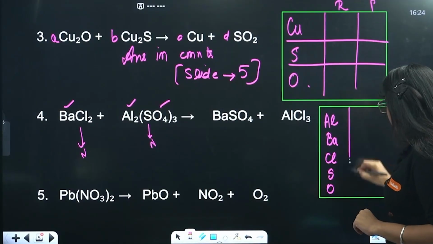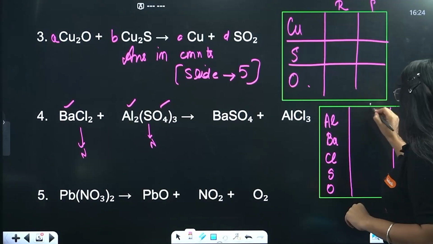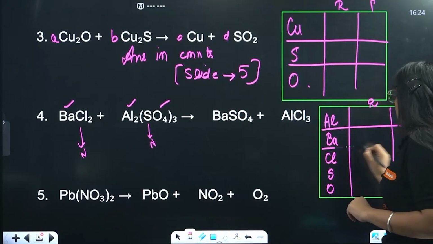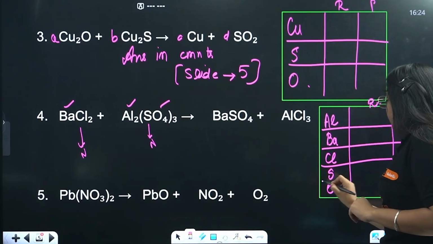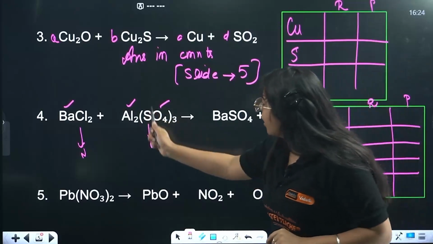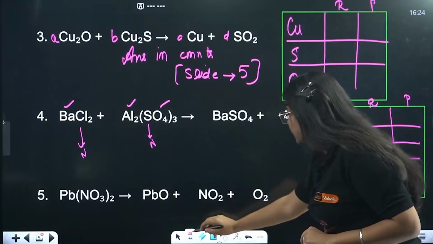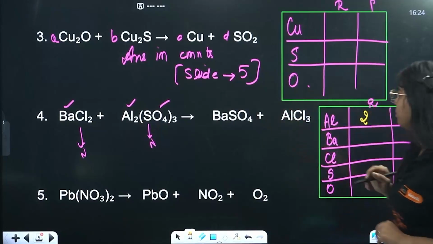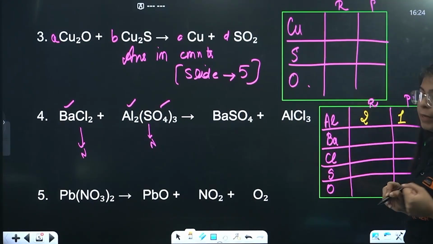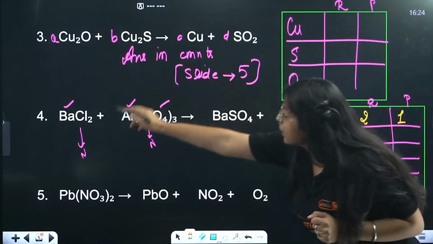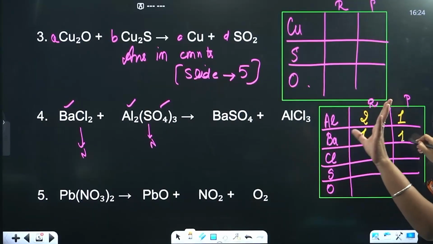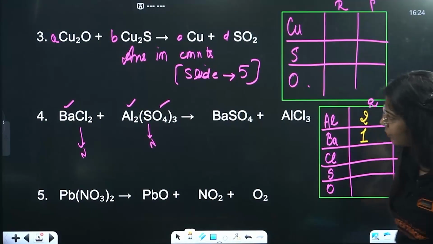Done. This will be our reactant side, and this will be our product side. Understood? Now on the reactant side, how many atoms of aluminium are there? 2 are there. On the product side we have only 1 aluminium. Then in barium we have only 1 barium on the reactant side, and on the product side we also have 1 barium.